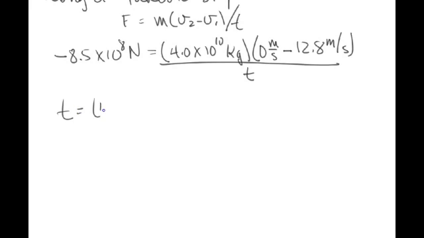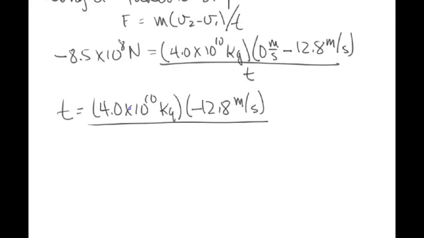Time is equal to 4.0 times 10 to the 10th kilograms. Do the arithmetic right here. Minus 12.8 meters per second. And we're going to divide by braking force minus 8.5 times 10 to the 8th newtons. Now you're all capable of sticking this stuff into your calculator and pushing the equal sign. We find that the amount of time taken is 602.4 seconds.